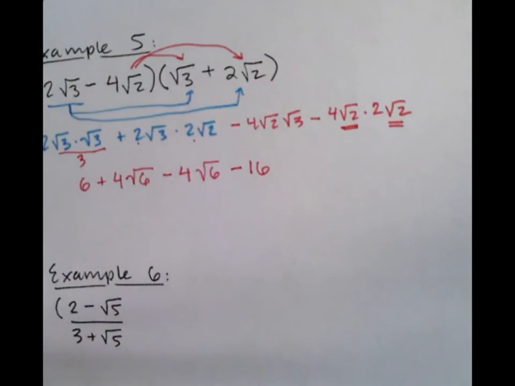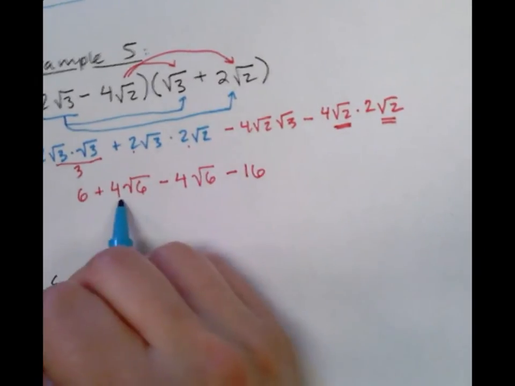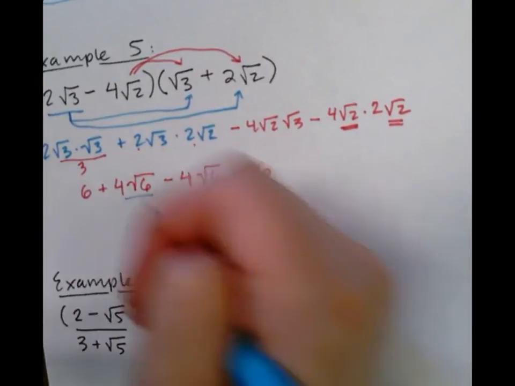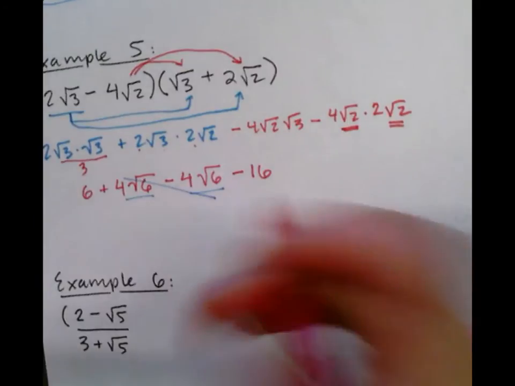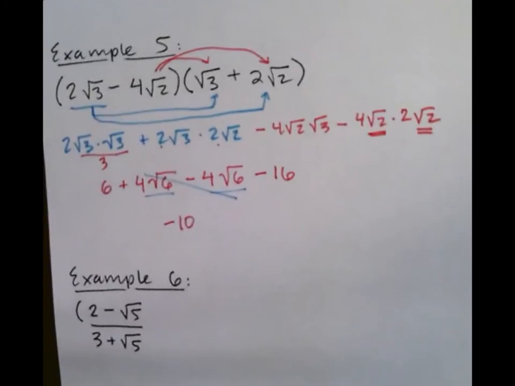All right, so now I'm going to keep simplifying, and I see I have 2 terms with a root 6. This one has a 4, this one has a negative 4, so that's going to cancel. So 4 root 6 minus 4 root 6 is 0. And now 6 minus 16 is negative 10, and that would be my final answer.